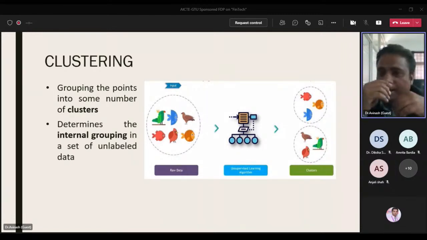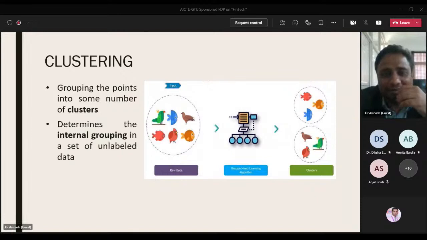I want to give this example: if you go to Big Bazaar and other stores during the festival seasons, you see that they are selling sugar with oil and with rice packets, and they are selling toothbrush with toothpaste, and these kinds of combos they are making. Yes or no? This is an example of nothing but your clustering.